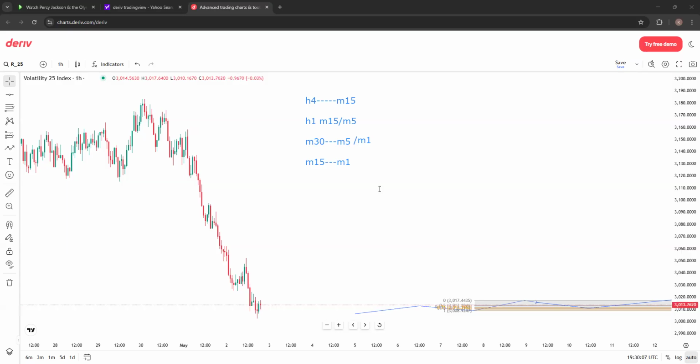If I am in H1 and I'm taking my entries in M15, I would want to hold that trade for at least 3 hours or 4 hours. If I'm in M30, at least 2 hours, because remember, if I do my analysis in M30, I'm entering in M5. And if I do my analysis in M15, usually the maximum time that I hold a trade in M1 is 30 minutes to an hour.